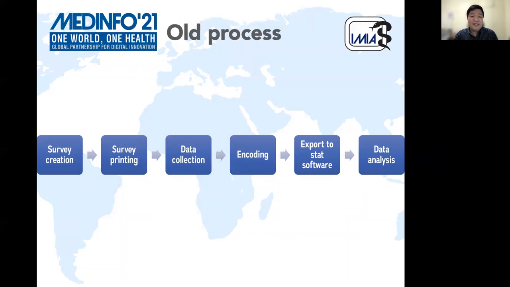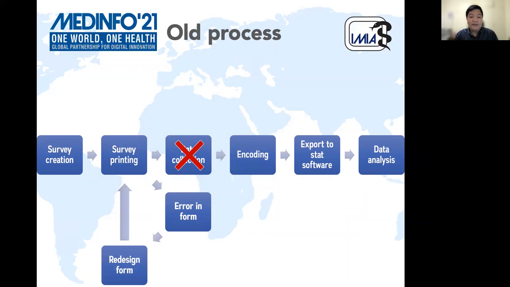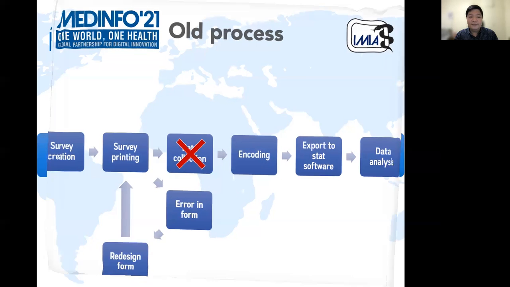However, there is a possibility that errors in paper forms are discovered in the field. If this is the case, and depending on the error discovered, data collection may need to be postponed, redesigned, and reprinting of the forms needs to be done.